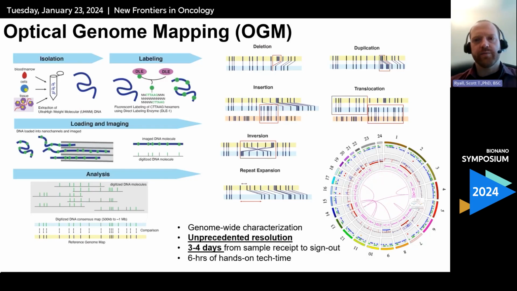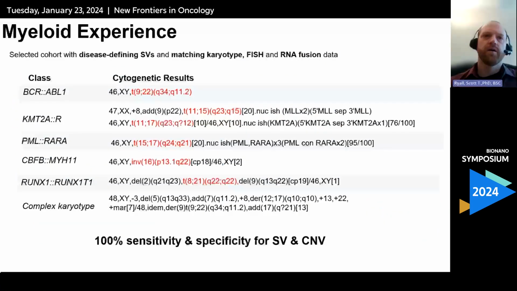And when we first saw this, we were really interested in applying it in our clinical setting and asking, what can OGM do for us and our patients? So when we started this project, we wanted to look at disease-defining structural variants that had matching karyotypes, FISH, and RNA fusion data. So we had these gold standards to compare against, and we looked at the hallmarks, things like BCR-ABL, PML-RARA, and things of that nature that are disease-defining events, the tier 1As, if you will.